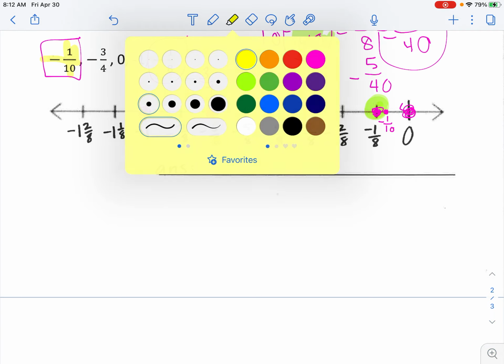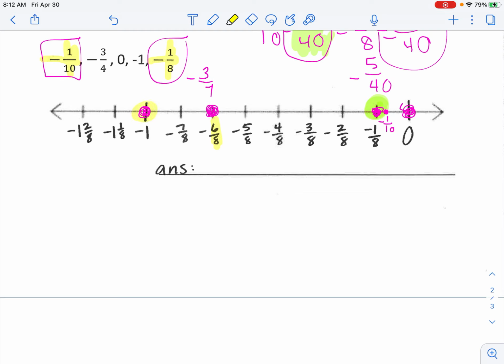Now all we need to do is put them in order, starting way over to the left. My answer would say negative 1 is less than, moving from left to right, negative 3/4. Keep moving to the right, is less than negative 1/8, is less than negative 1/10, is less than 0. All righty, that's it for today.